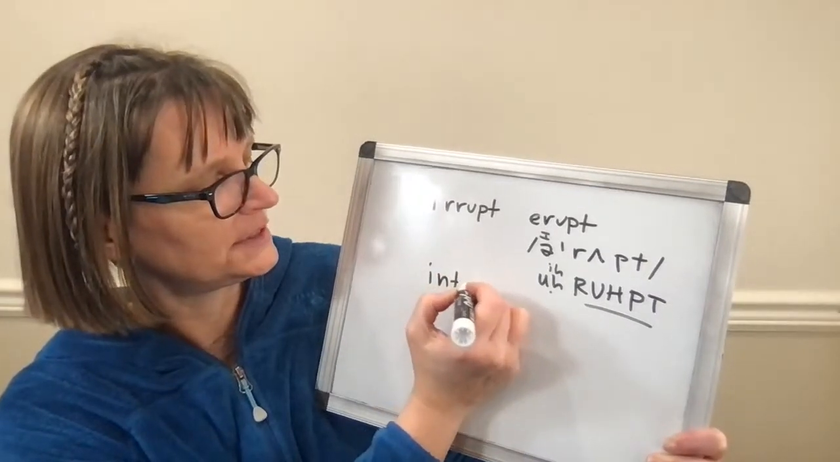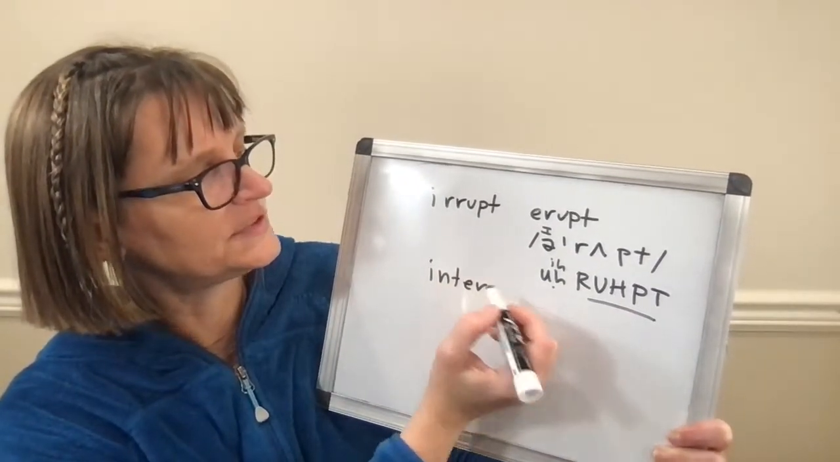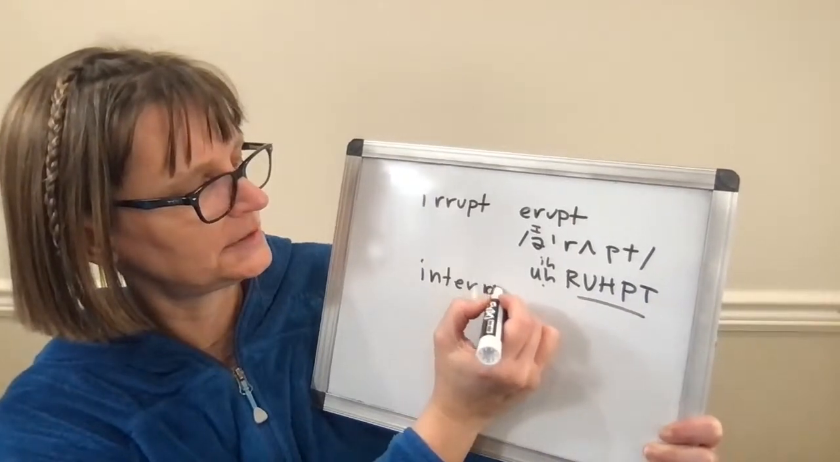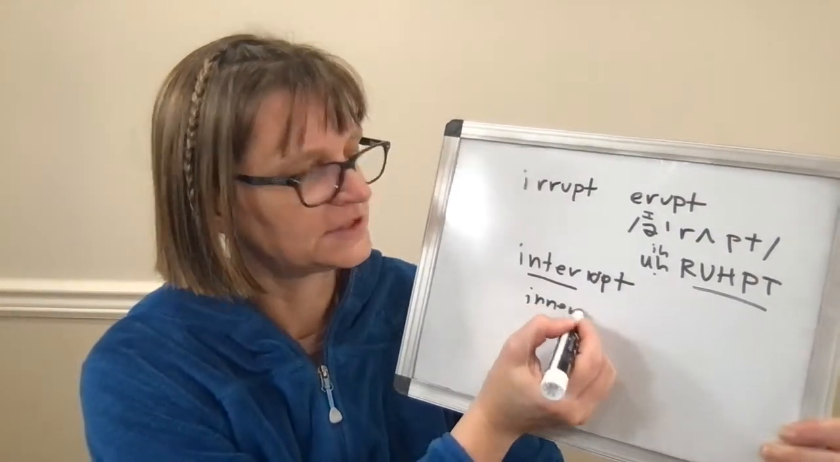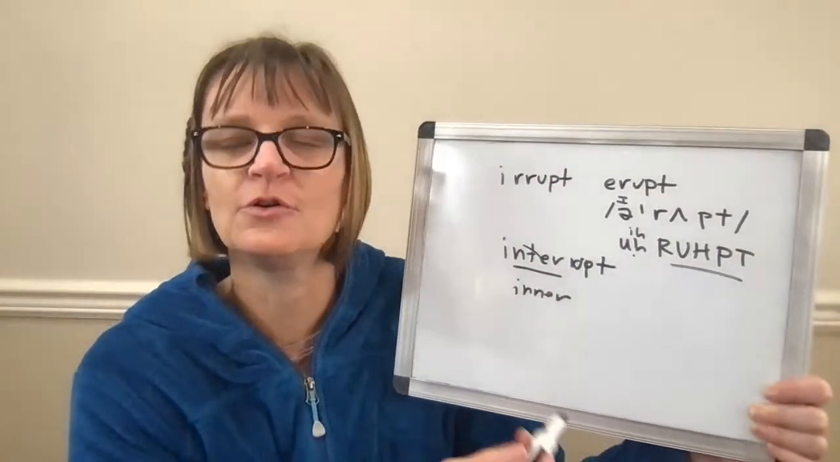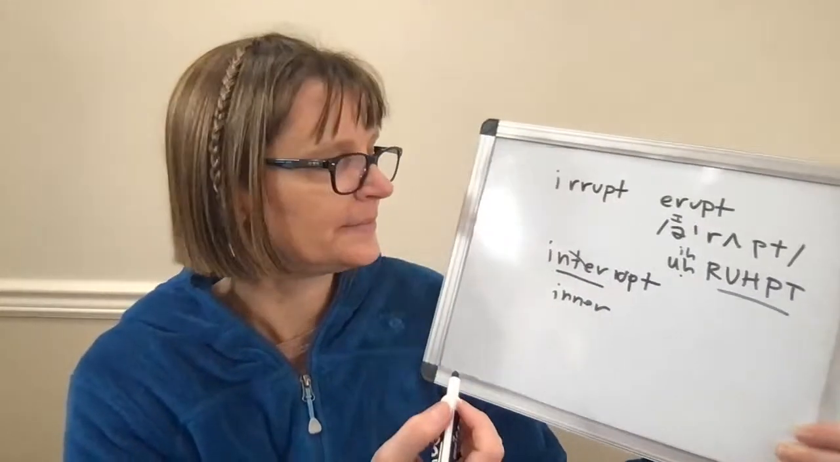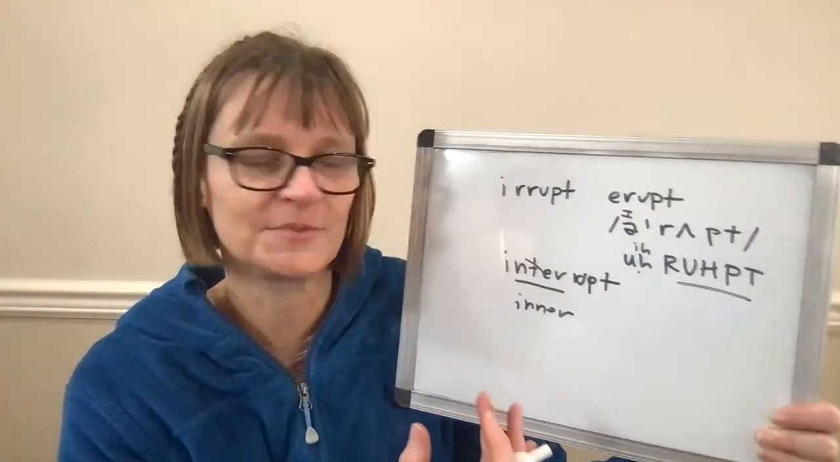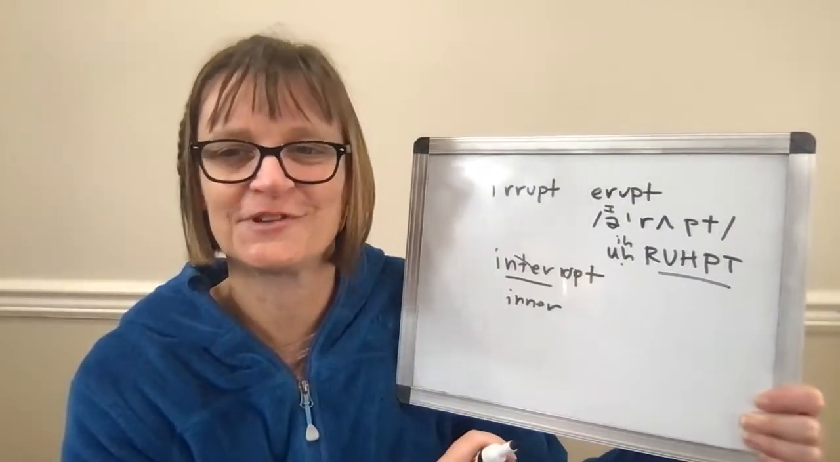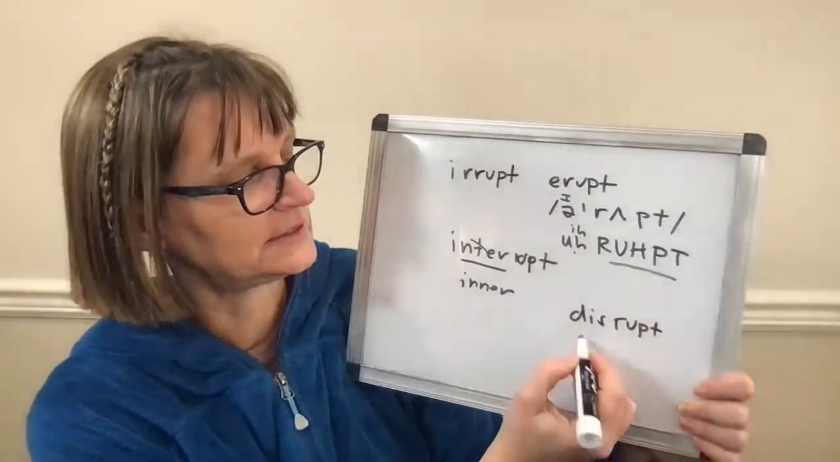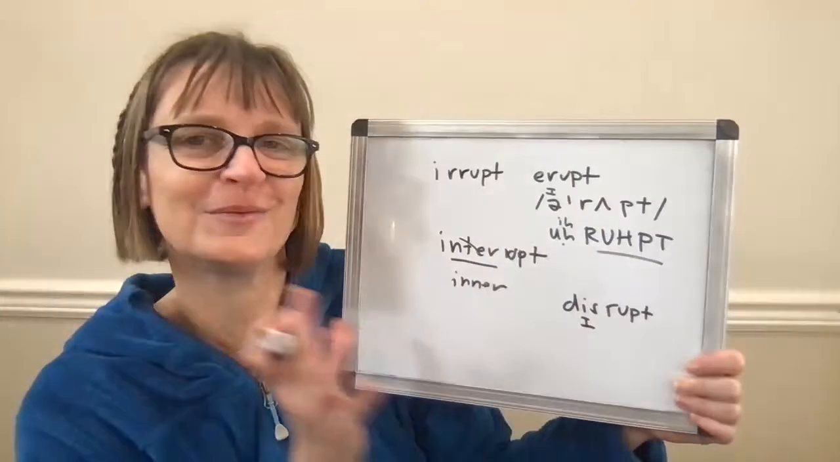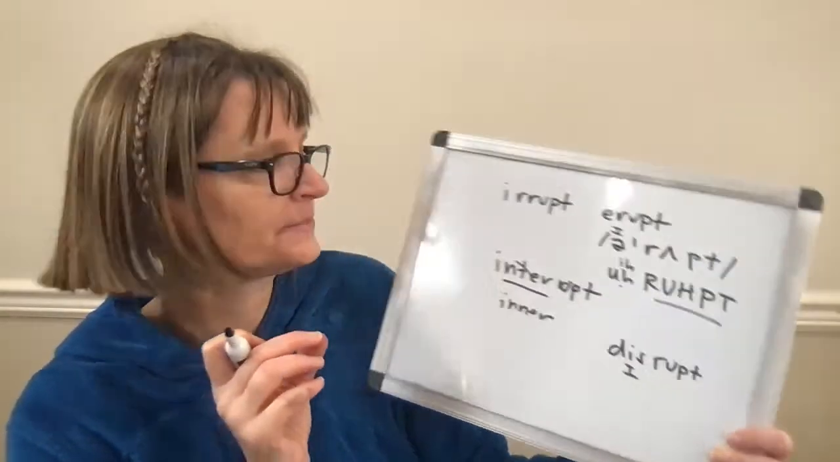So interrupt. Same thing, same stress on the rupt syllable. And then you're either going to do inner, which is pretty typical of American English to drop out that T, or you can do interrupt. So either interrupt or interrupt. Again, start with rupt and then add your unstressed syllables. And then disrupt, same thing. Stress is on the rupt. Disrupt. You're going to have the I vowel here, but keep it real short. Not much vowel. Disrupt.